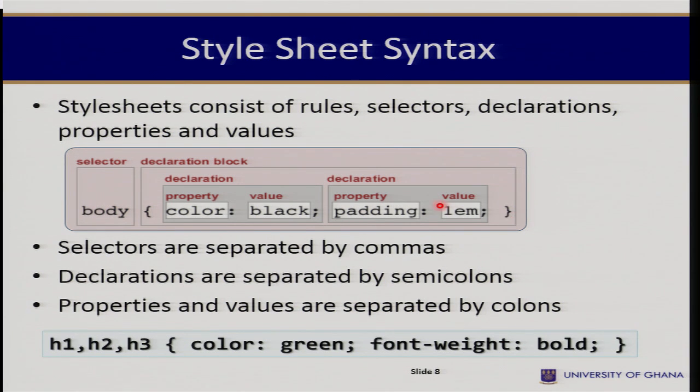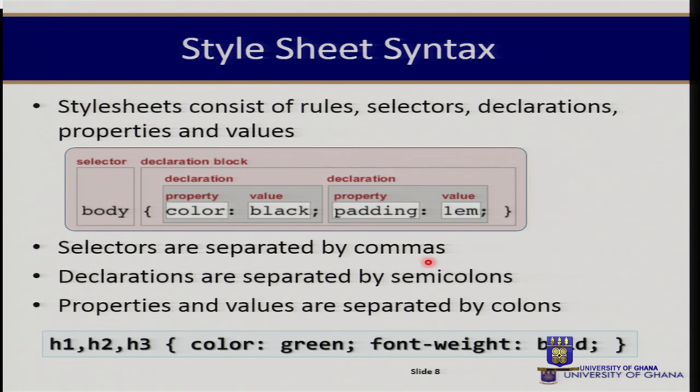Inside the declaration block, we have individual declarations separated by semicolons. For this particular example, we have a body selector, and the declaration block has two separate declarations: the color declaration and then the padding declaration. Each declaration is an ordered pair, which is a property and its corresponding value. So color is the property, and its corresponding value is black. Padding has its corresponding value, 1.